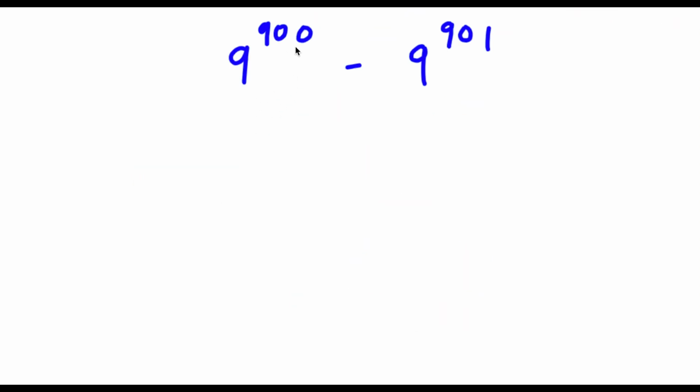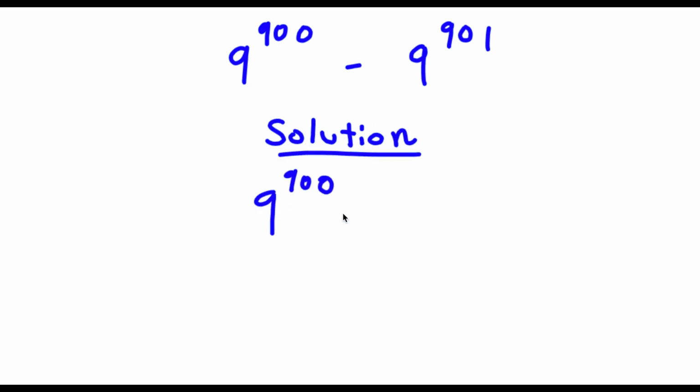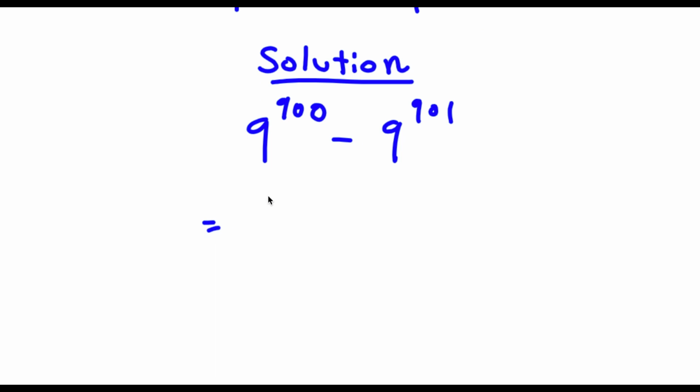Alright, so I have 9 to the power of 900 minus 9 to the power of 901. So for our solution here, first start with 9 to the power of 900 minus 9 to the power of 901. Now 901 here, this is the same thing as 900 plus 1. So now I have 9 to the power of 900 minus 9 to the power of 900 plus 1.